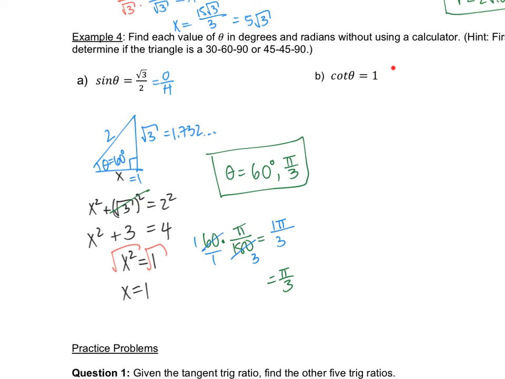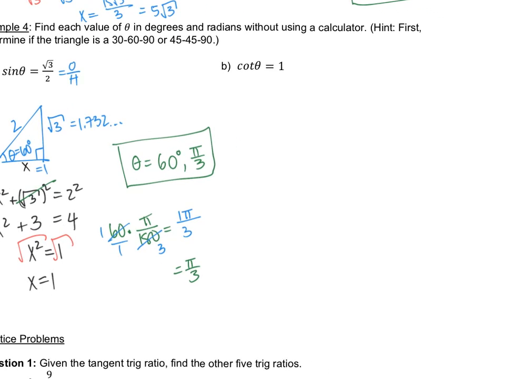All right, our next one here is cot equals 1. So this one, again, I'm going to draw myself a triangle. And for cot, it is the reciprocal of tangent. So tangent, or SOHCAHTOA, TOA for tangent is opposite over adjacent. So cotangent must be adjacent over opposite.